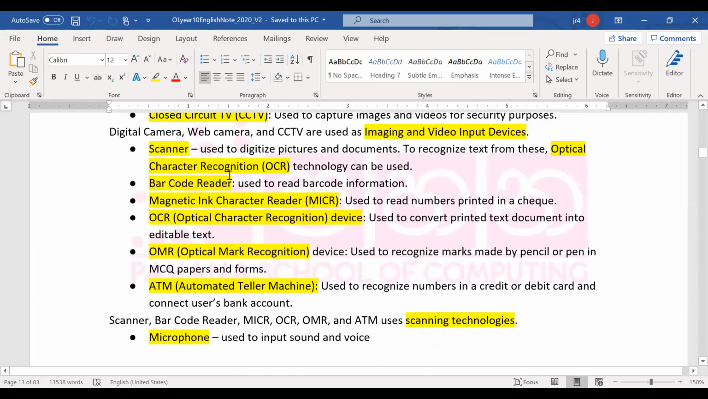And then we will have scanners, and in scanners there is a technology called optical character recognition, OCR. What it does, basically, is that in a printed document, using OCR technology, it can automatically recognize the characters, right? Let me quickly show you how OCR works.